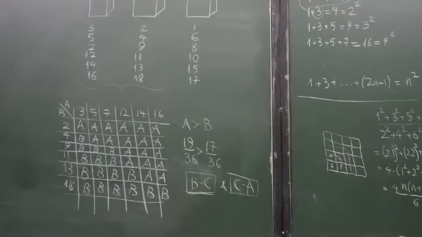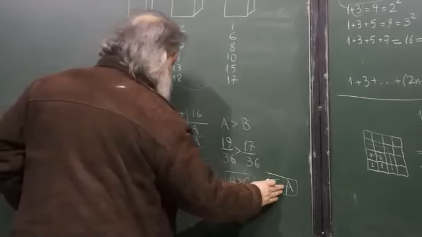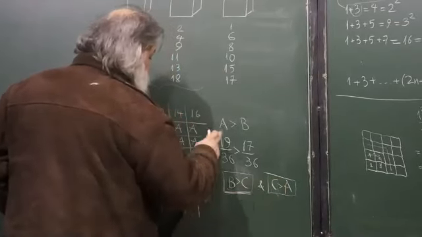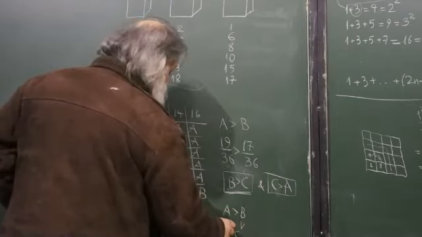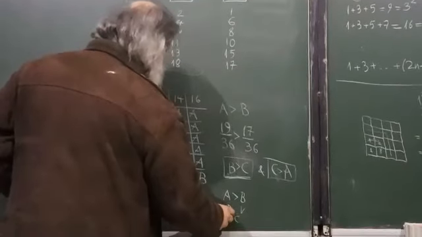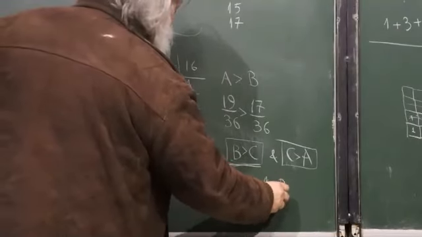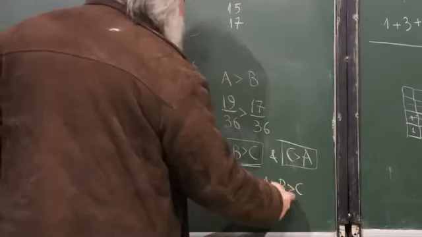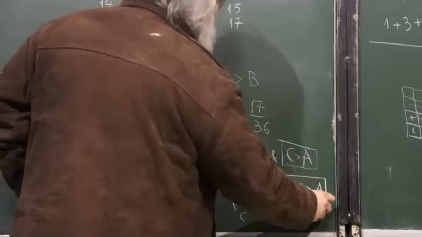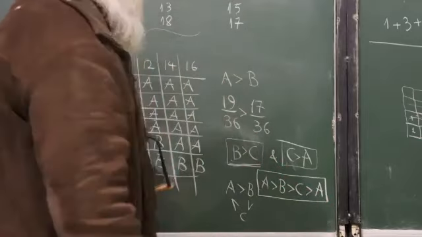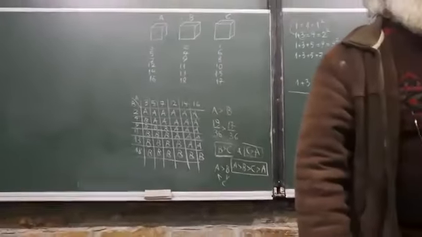So if you compare B and C, you see that B is better than C. If you compare C and A, you see that C is better than A. So A is better than B, B is better than C, and C is better than A. It's strange, yes? You have A better than B, B better than C, so you expect that A would be better than C. No, C is better than A. So as you see, sometimes the best is not easy to determine.